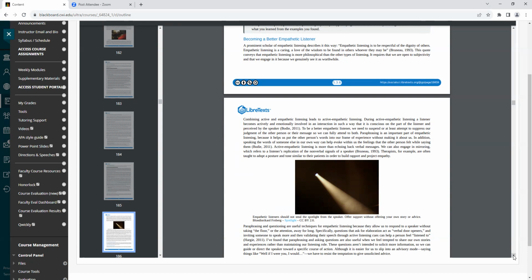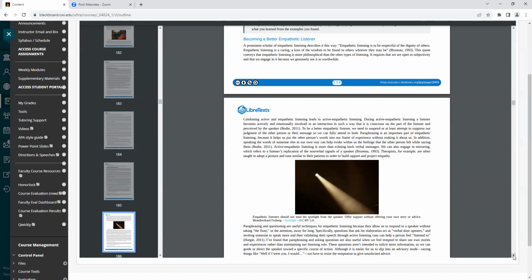Combining active and empathetic listening leads to active empathetic listening. During active empathetic listening, a listener becomes actively and emotionally involved in an interaction in such a way that it is conscious on the part of the listener and perceived by the speaker. To be a better empathetic listener, we need to suspend or at least attempt to suppress our judgment of the other person or their message so that we can fully attend to both.